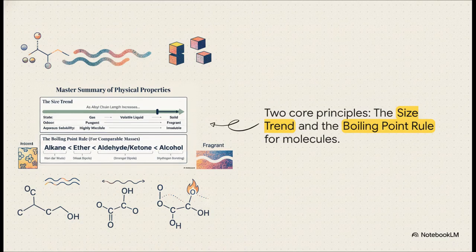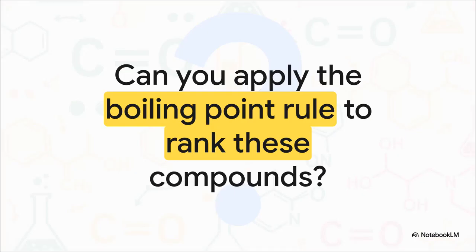The boiling point always increases in this exact order: alkane, then ether, then aldehyde or ketone, and finally alcohol at the top. Okay, to really lock this knowledge in, here's one final challenge for you. Apply that boiling point rule and rank these compounds. The answer is right there in their structure. It's just a great reminder that in chemistry, it's the smallest details that create the entire world we experience.